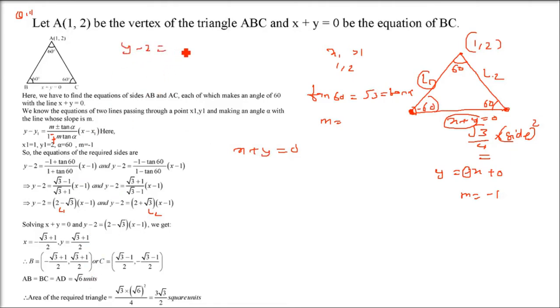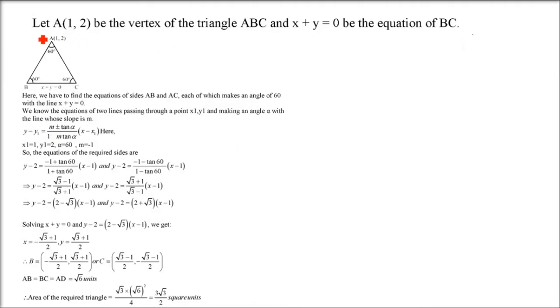So y minus 2 equals 2 minus root 3 into x minus 1, okay. So what we are going to do is solve these two equations. It's just solving linear equations in two variables. So x plus y equals 0, so x equals minus y. So y minus 2 equals 2 minus root 3 into x minus 1 here.